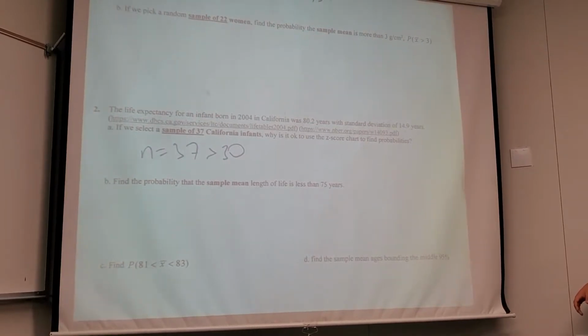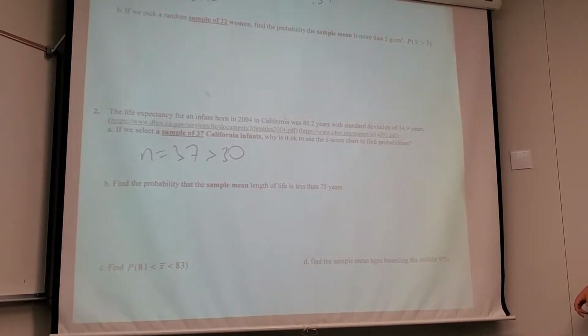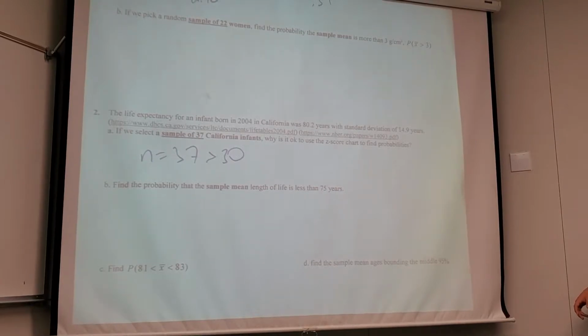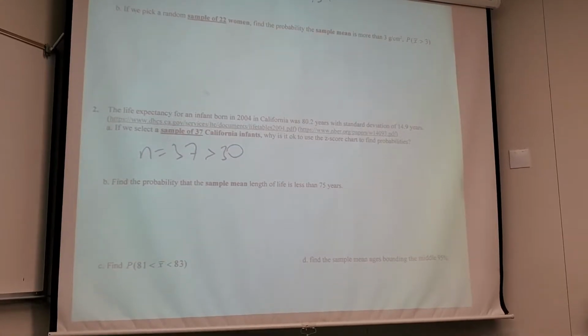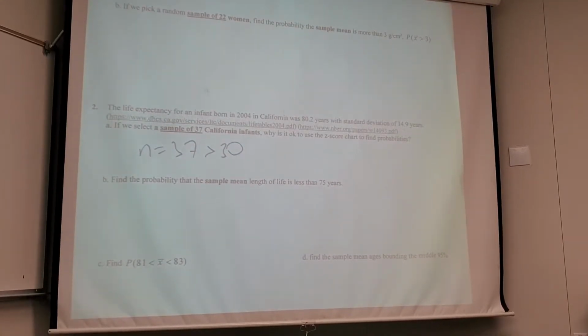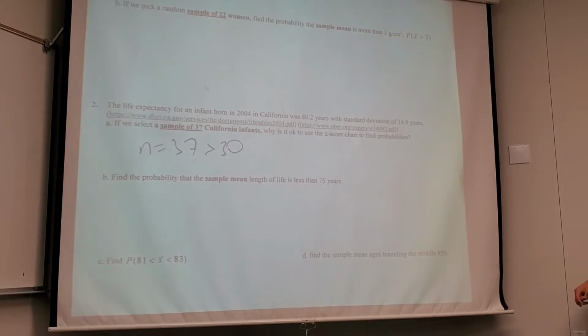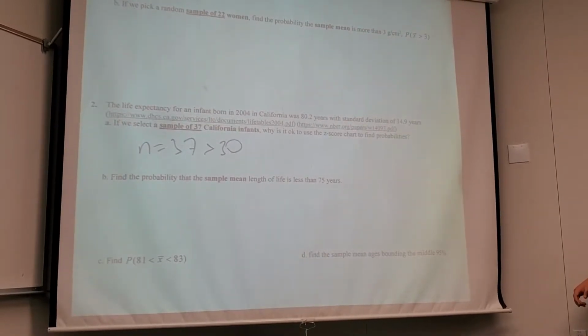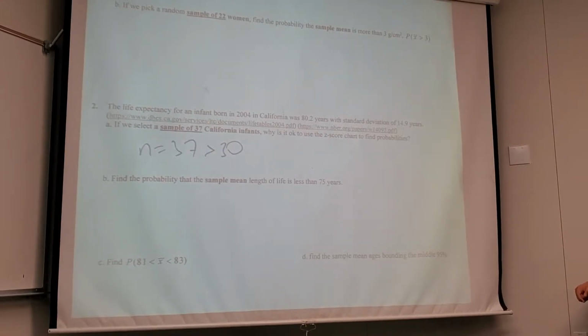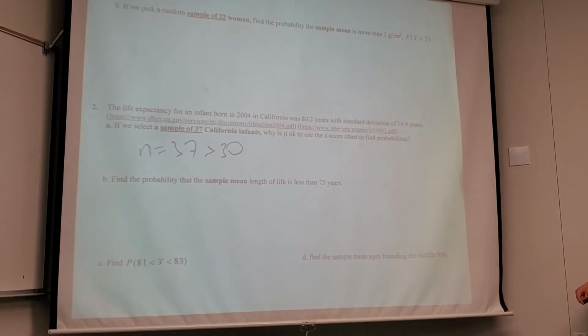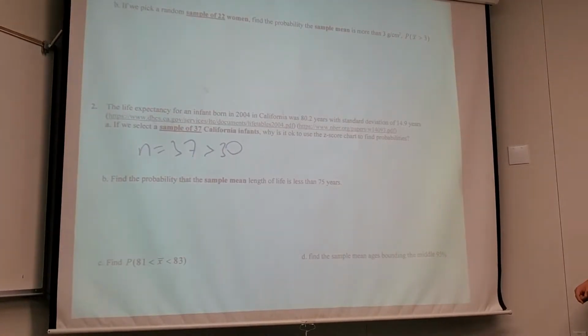If we pick a sample of 22 women, what should I do immediately? Standard deviation's got to change. So how do I know when to do this? That is the most common question across all math courses I've ever taught. I understand that, but how do I know when to do this? This tells you. It's when I take a sample and I ask a question about the sample mean. That's what's happening. I took a sample of 22 and my question is about the sample mean. Do you guys see that?